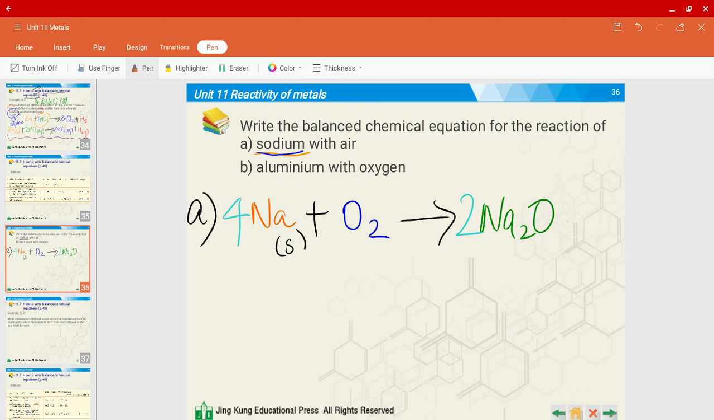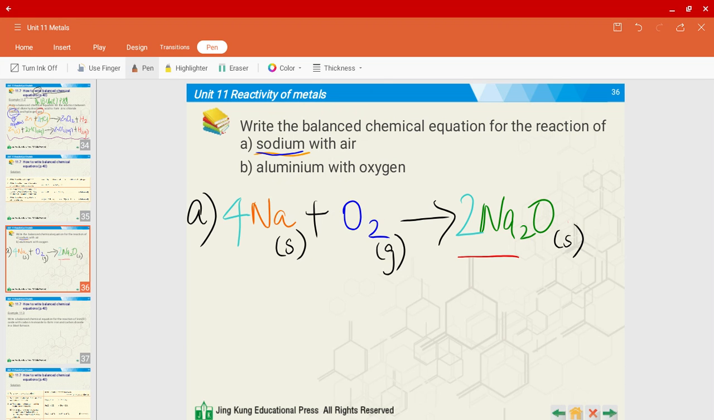Sodium, I know it's a metal, so it's a solid. Oxygen is a gas. Sodium oxide is actually also a solid. Okay, so there you have it. The balanced chemical equation. So one thing to note over here is how I was showing you that I was balancing it. When I balanced it out, I noticed that the sodium over here wasn't balanced out, so I just rebalanced it.